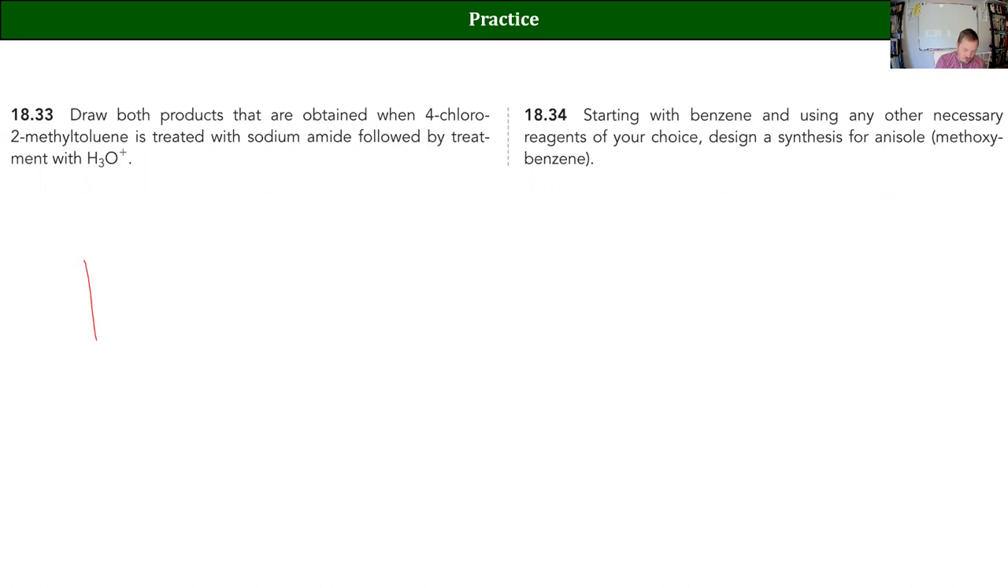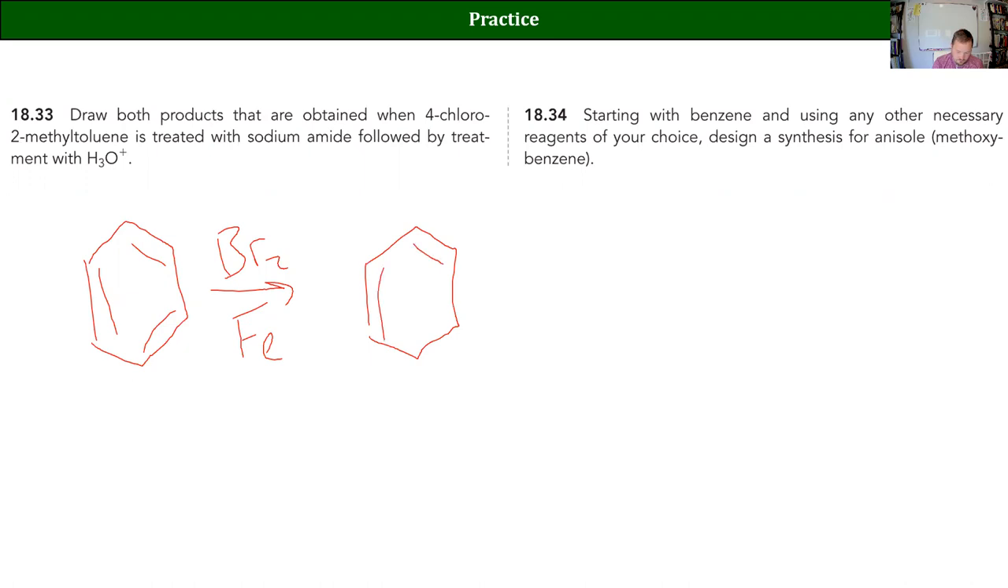So if we start from benzene, expose it to bromine and iron. You could do chlorine and aluminum chloride, but chlorine's not as good a leaving group as bromine. So you might as well use bromine because you'll get better yields. And that'll give us bromobenzene.